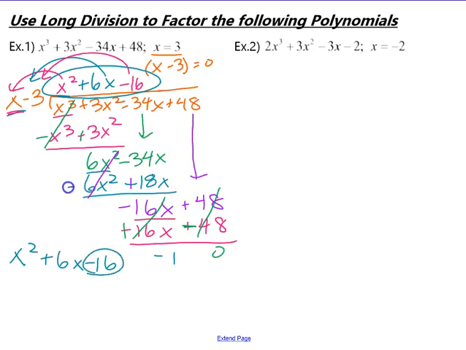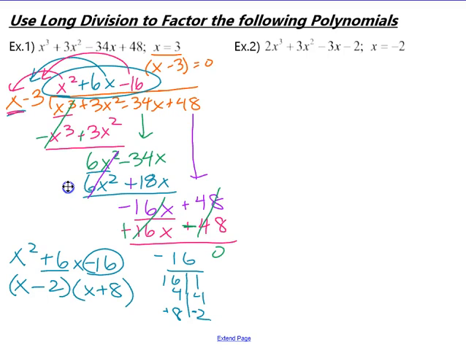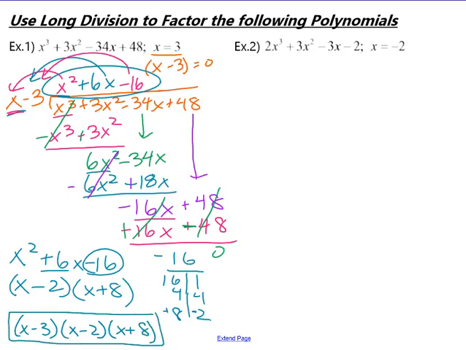So the factors of negative 16, we have 16 and 1, 4 and 4, 8 and 2. The ones that add up to positive 6 are positive 8 and negative 2. So we have x minus 2, x plus 8 to continue factoring. So our final factored answer is going to be x minus 3, x minus 2, and x plus 8. And again, if I was asking you to find the zeros of the function, you would just take each factor, set it equal to 0, and solve.